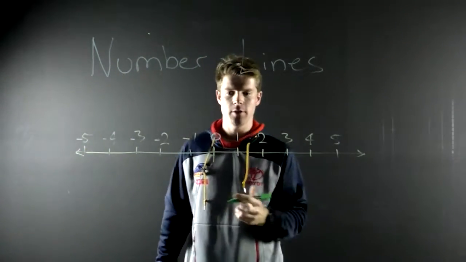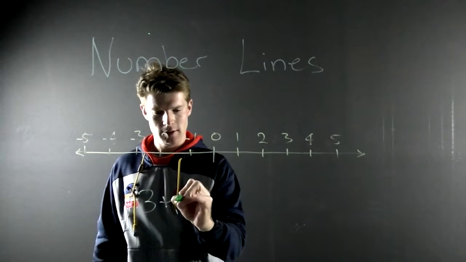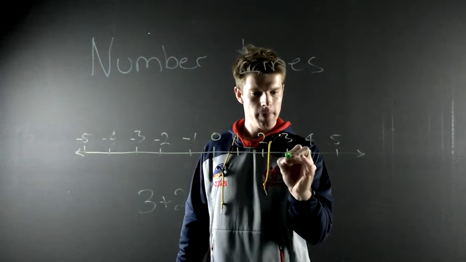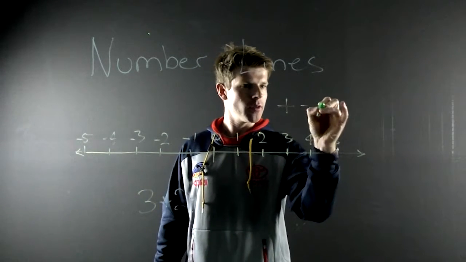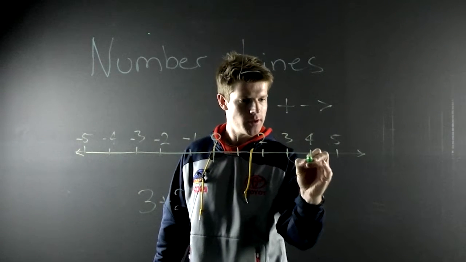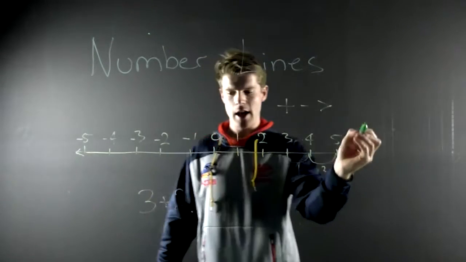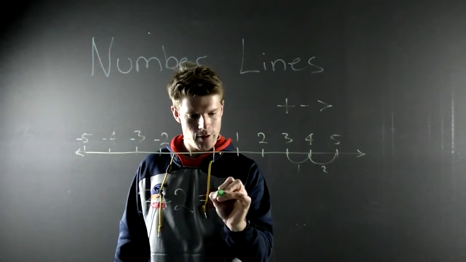Now, where the number line is really helpful is if we have, for example, 3 plus 2, we look for where the number 3 is, and then if we're adding, we add and go to the right, which means we go 2 spots to the right, 1, 2, to give us an answer of 5. So 3 plus 2 equals 5.